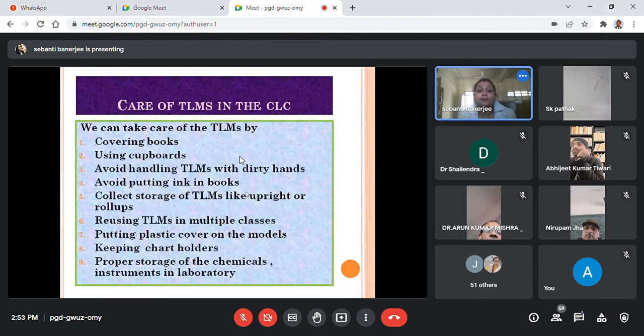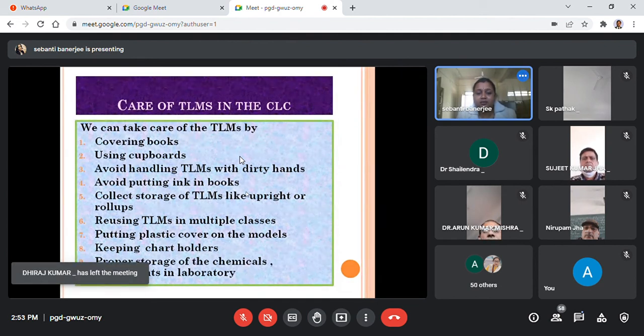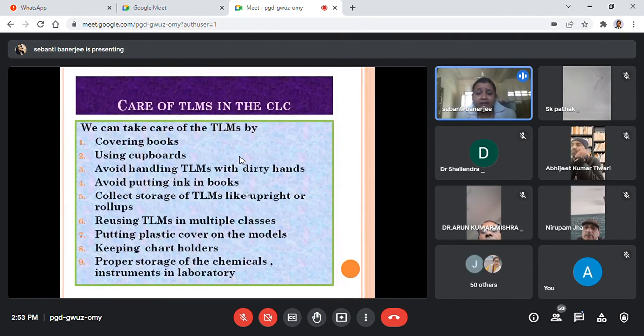For that, we have to take proper care of the TLMs. So how can we take care? By covering the books. It is a common TLM, which is used by both the learners as well as the teachers. By using cupboards, as the school has a number of cupboards. We can make good use of them. Avoid handling TLMs with dirty hands. Suppose we are having our lunch, and after that we have class. Make sure that you wash your hands, dry your hands, and then touch your TLM so that it remains intact for more days.